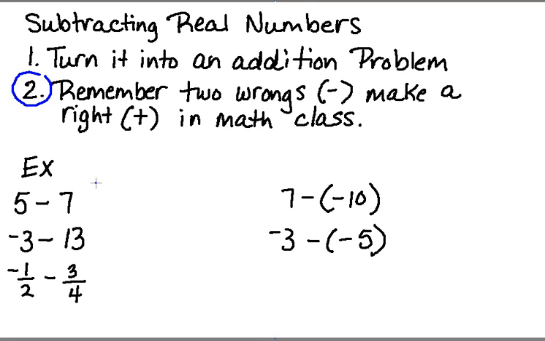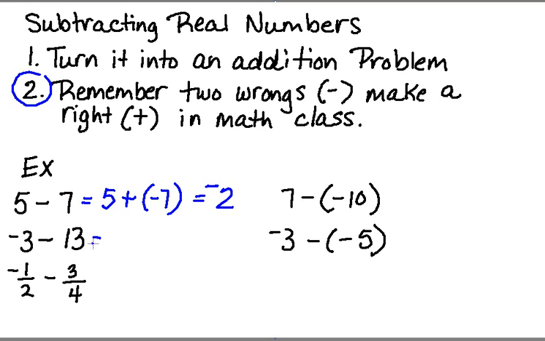Here I've got 5 minus 7, but we're going to turn that into an addition problem. It's the same thing as saying 5 plus a negative 7. Now when I write it that way, my rules of addition apply. I have two different signs, one positive and one negative, so I subtract the smaller from the larger. 7 minus 5 is 2, and I keep the sign of the larger. 7 is larger than 5, so it's going to be negative.